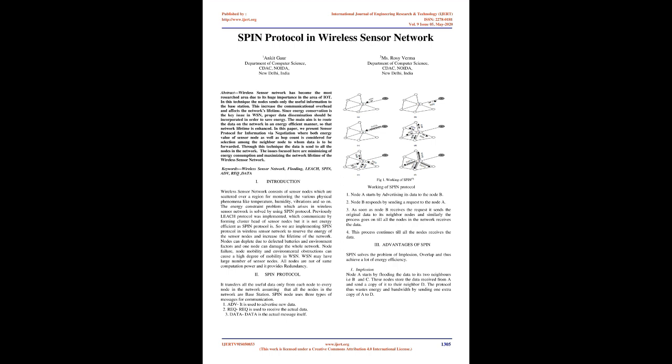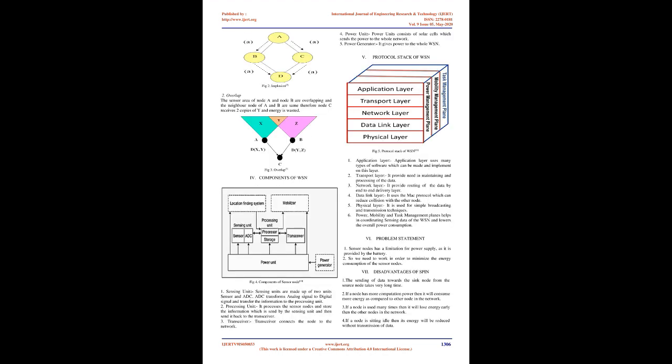2. SPIN protocol. It transfers all the useful data only from each node to every node in the network, assuming that all the nodes in the network are base stations. SPIN nodes use three types of messages for communication. 1. ADV, it is used to advertise new data. 2. REQ is used to request the actual data. 3. DATA is the actual message itself.